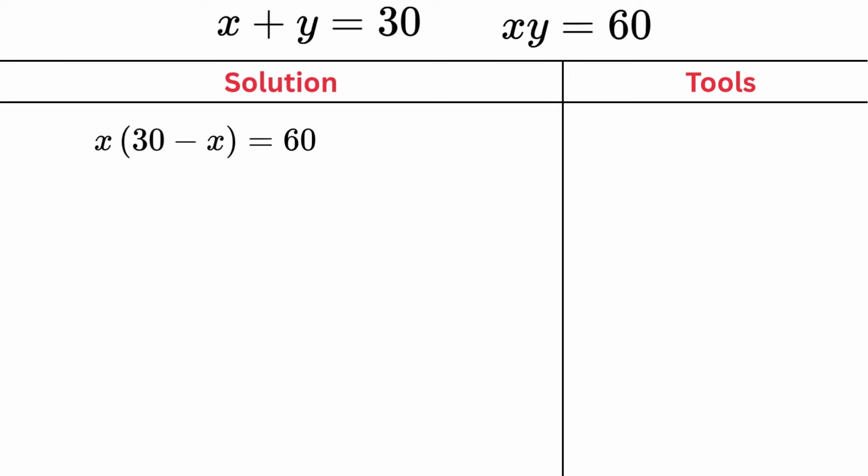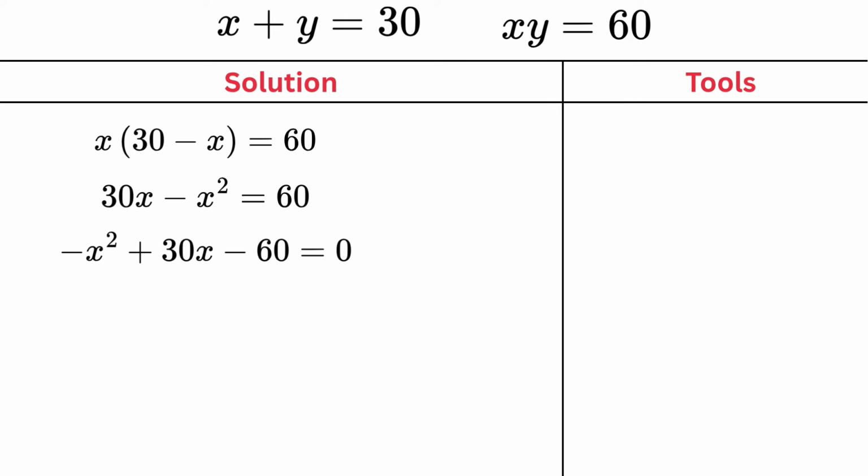Then in the next step, we take x multiplied by 30, it will be 30x. Then x multiplied by x is x squared. So we have 30x minus x squared is equal to 60. Then to form a quadratic equation, we take everything to one side. So we start with x squared, but here it is negative x squared. So we rewrite it as negative x squared plus 30x, and when 60 comes to the left side, it becomes minus 60 is equal to 0.